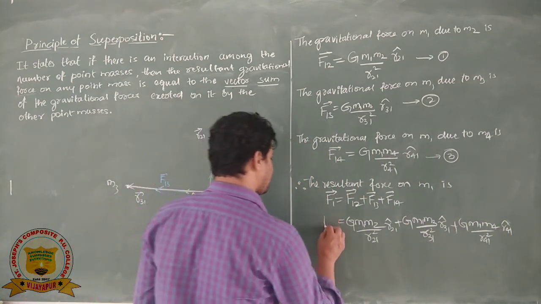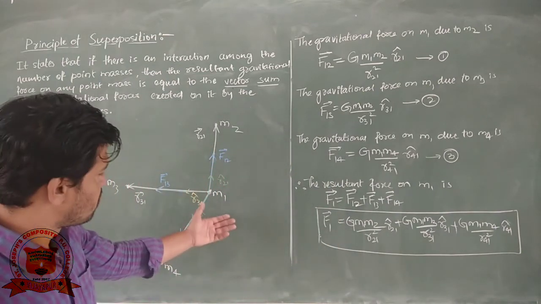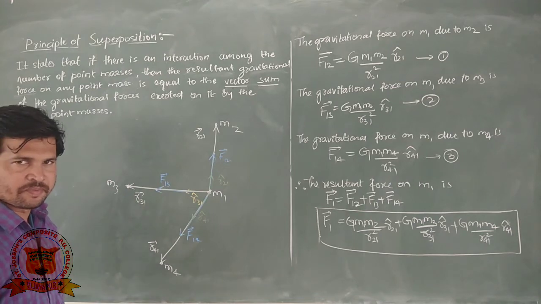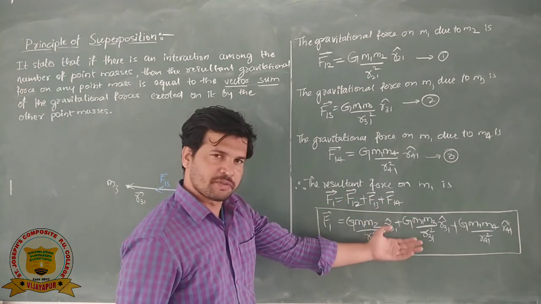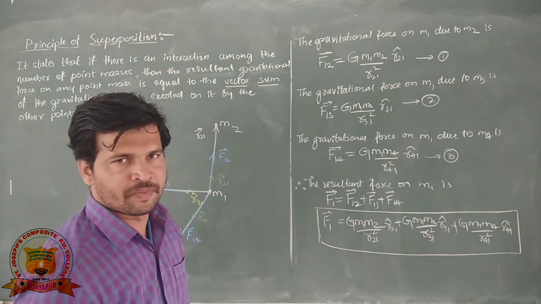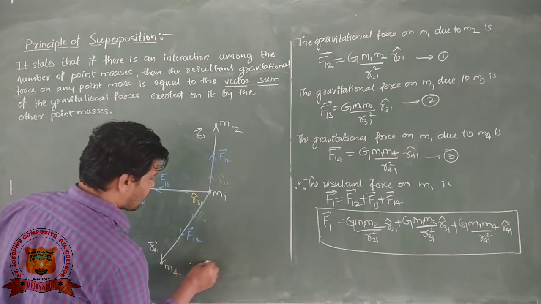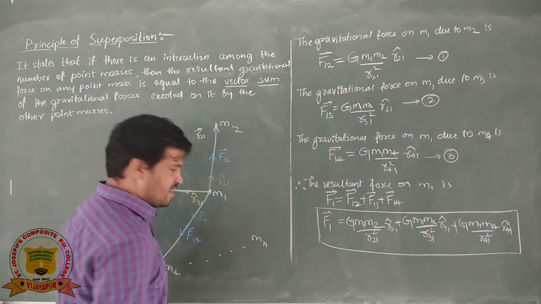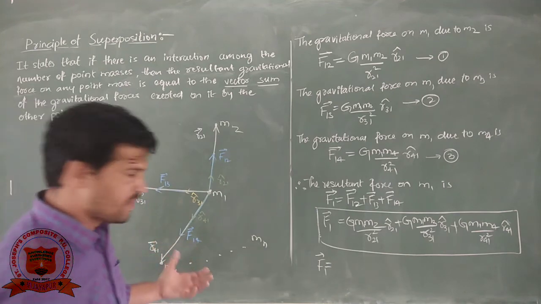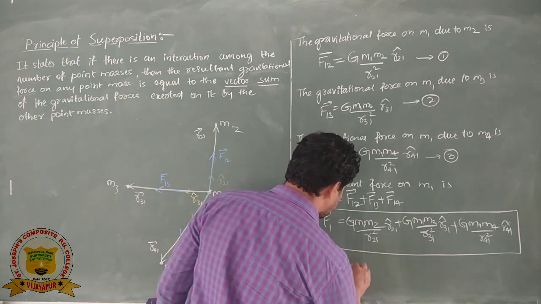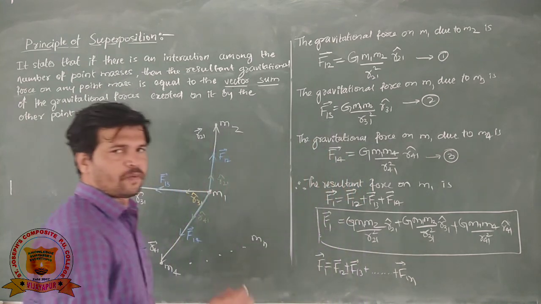So this equation gives us the resultant force on point mass m1 due to these point masses. That's how we use this principle of superposition. Basically, the vector sum of individual forces gives us the resultant force on any point mass. If n number of point masses m2, m3, m4 up to mn are present in the system, then the resultant force on m1 is F1 equals F12 plus F13 plus up to F1n.